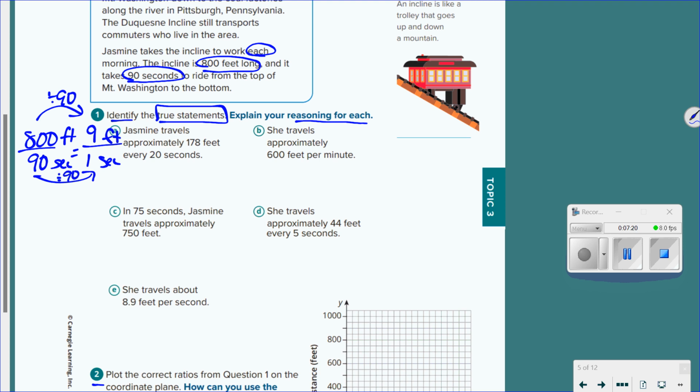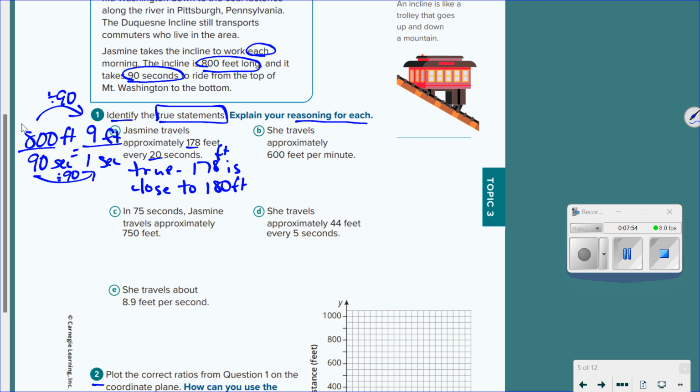So if I'm going at 9 feet per second, how far am I going to go in 20 seconds? How do I go from 1 to 20? That's times 20. So 9 times 20 is going to be 180. Guys, the number should be easy because we're doing approximations. Is 180 close to 178? So this would be a true statement. 178 is close to 180. Okay? Technically, we should have the units on those.